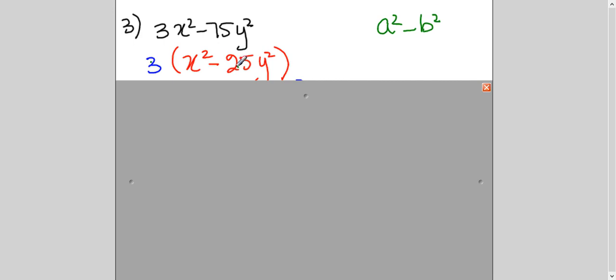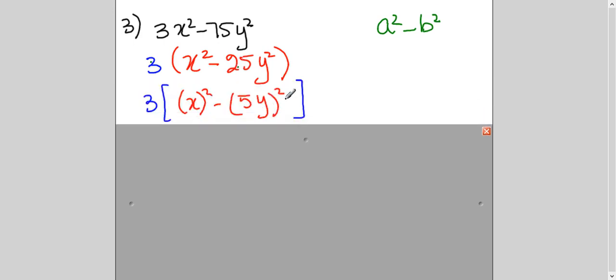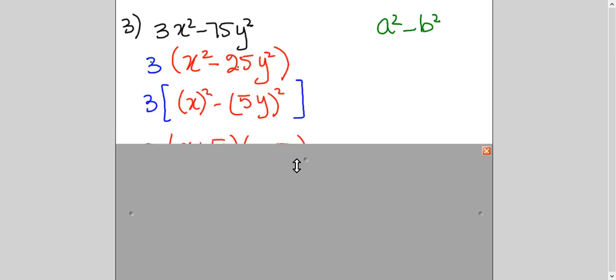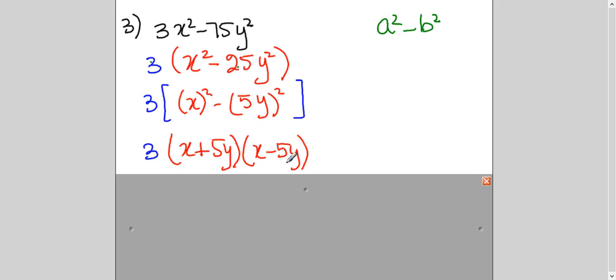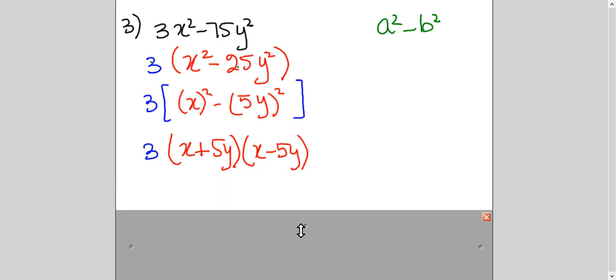This is a perfect square of 5 square. So I can rewrite this term as 5y whole square, because when I apply the bracket, it will become 5 square is 25, y square is y square. And this is x square. I'm just writing it like this to make you see how it looks. So this is my a square, this is my b square, right? So it will become a plus b, a minus b. So x minus 5y, x plus 5y. You can write the plus term first and the minus term second, or the other way around, it doesn't matter, right? Okay.